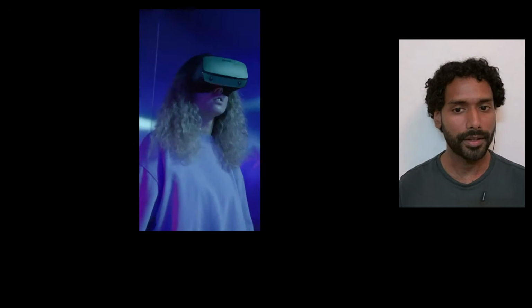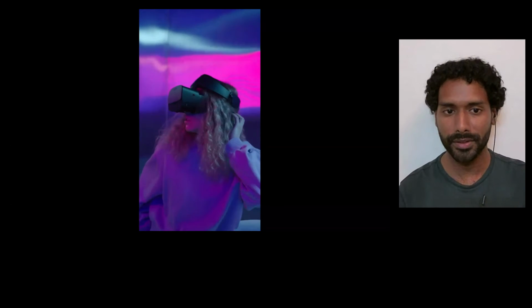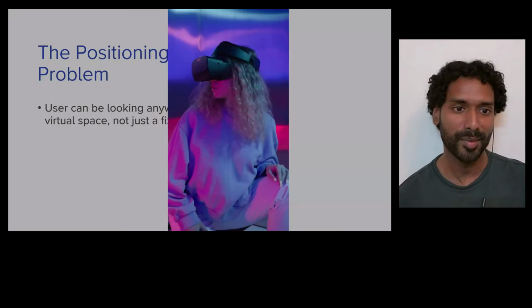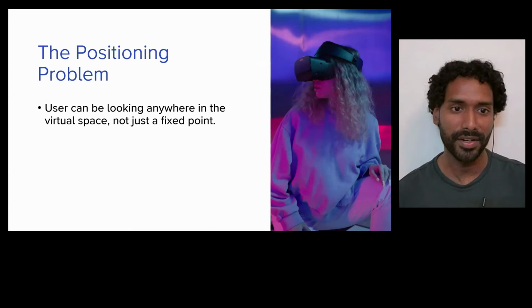First, users in VR are not always looking at a single point in space. They have the freedom to look around, and they can look behind you, and they can literally look anywhere in the 360 degrees of freedom that they have. So where do you put the captions? There's no easy way to answer this. This is the problem of positioning captions in VR.